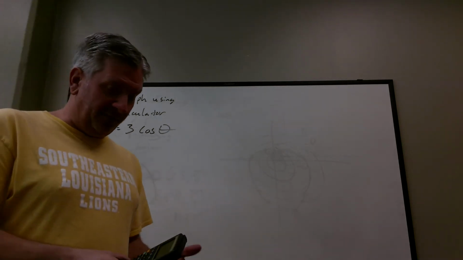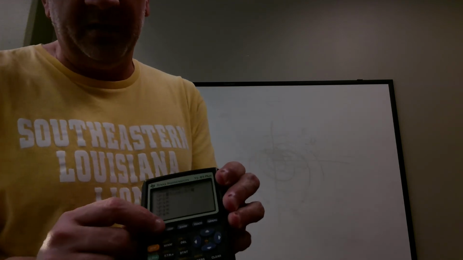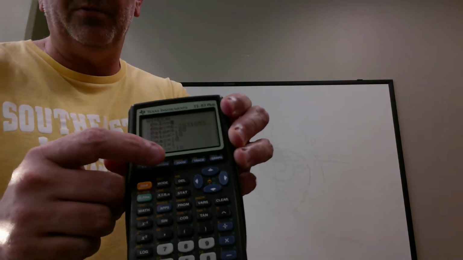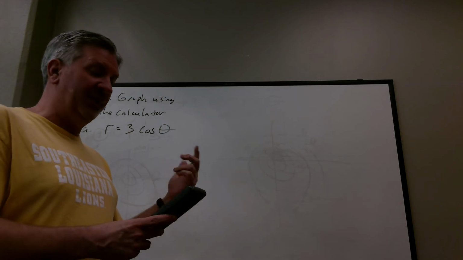Now you have to be careful here. If you go to window, the window button is up here next to the y equals, right? See the window button? Notice you have a theta min, a theta max, a theta step.